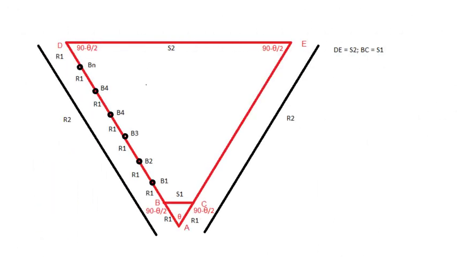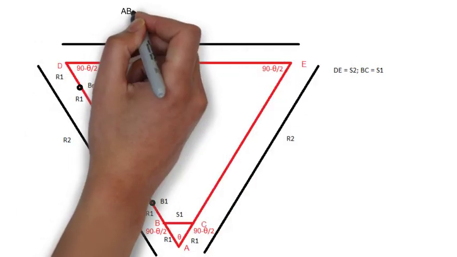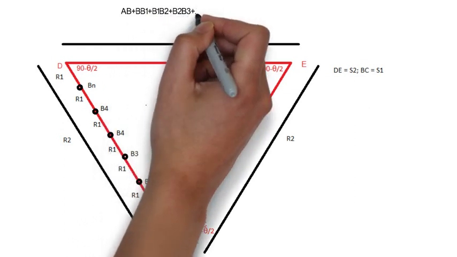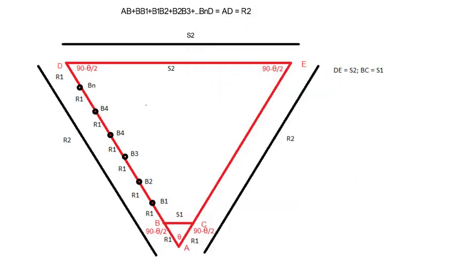Next, we will divide the line AD into many segments where each segment is equal to the line AB. That is, we are dividing the length R2 into multiple segments of length R1. Let the endpoints of these segments be denoted as B1, B2, B3 and so on to Bn. So, AB plus BB1 plus B1B2 plus B2B3 plus so on up to BnD is equal to AD, which is equal to R2.